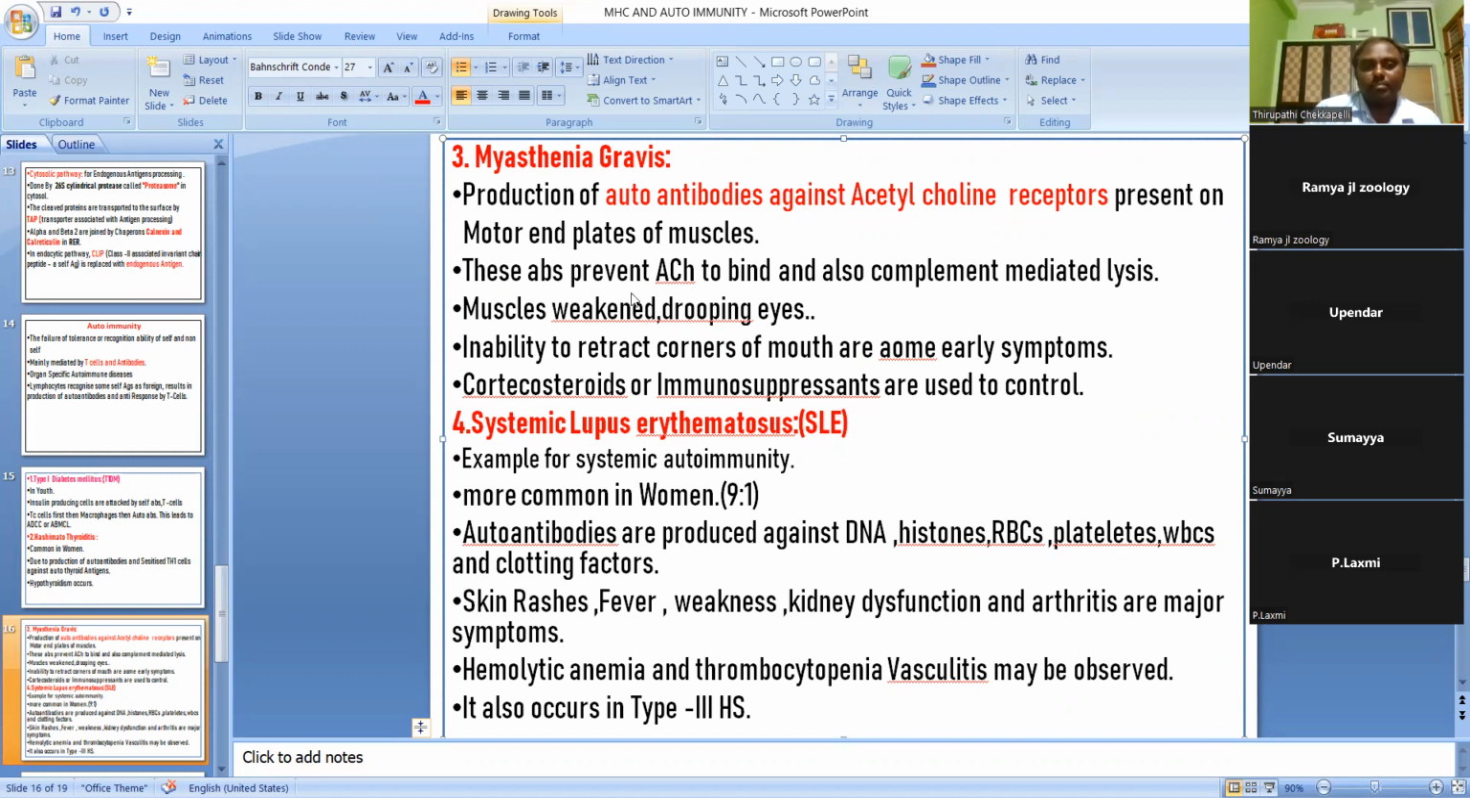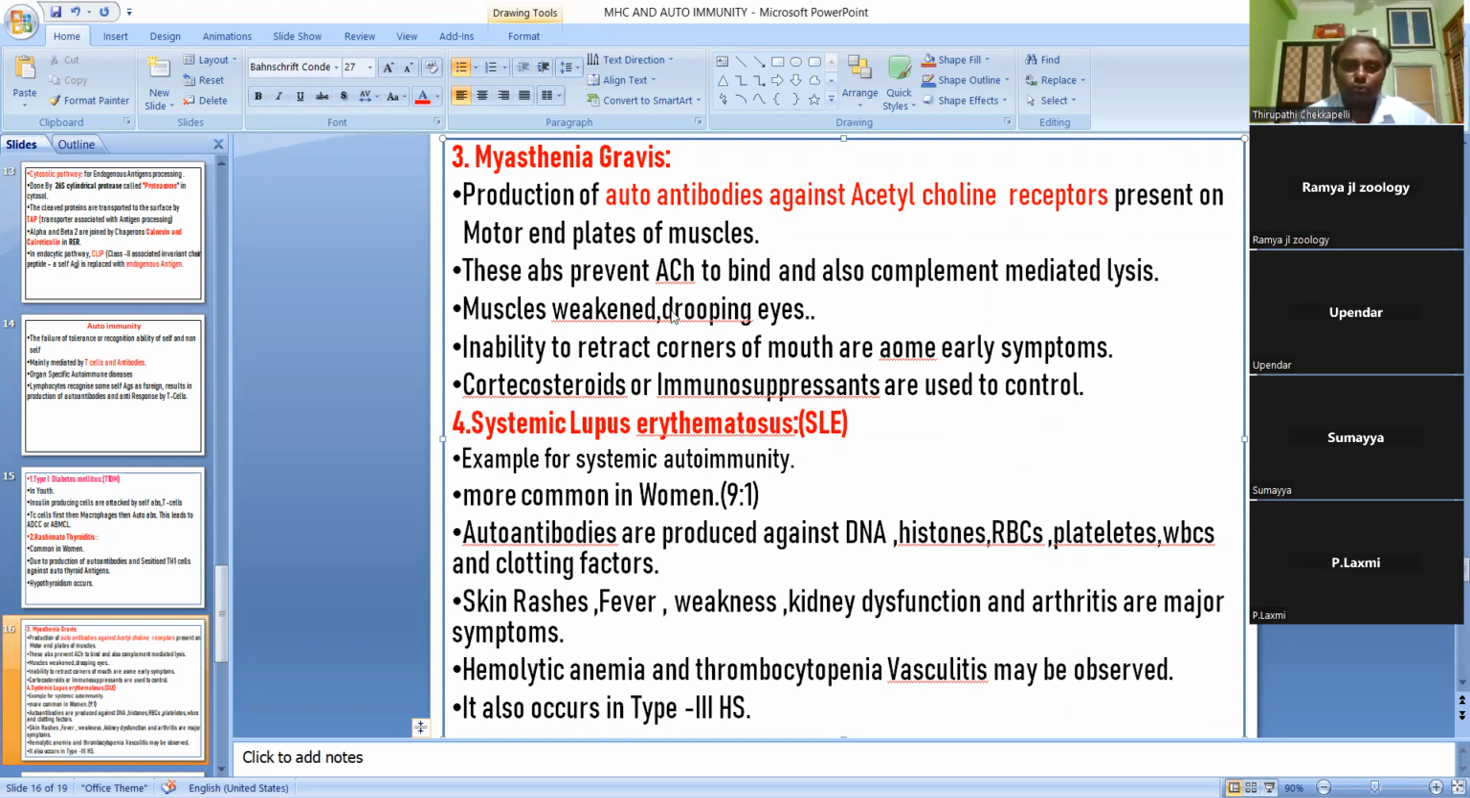So these antibodies prevent acetylcholine from binding, and also complement mediated lysis takes place. Antibodies are attached to receptors. They prevent acetylcholine from binding there, and also the complement proteins will bind to these bound antibodies. So they act as opsonins. So that leads to opsonization, that is phagocytosis of cells.